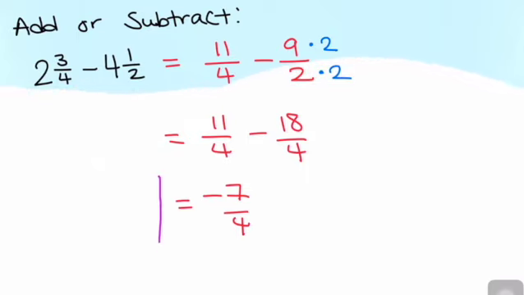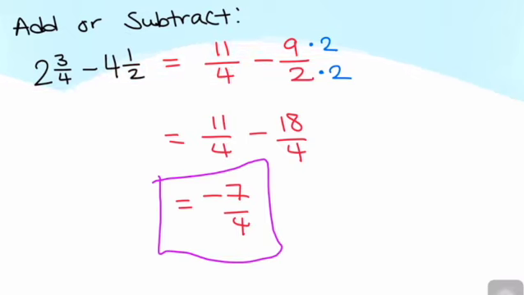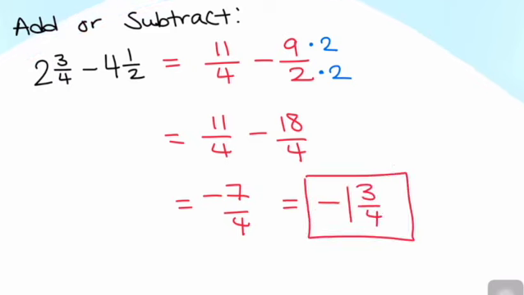And in many cases, you can just stop there. But if the directions want a mixed number, then we could take this a step further. 4 goes into 7 just one time with a remainder of 3. So this turns into -1 3/4.